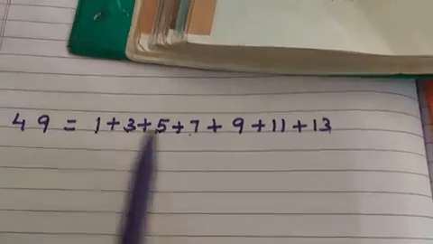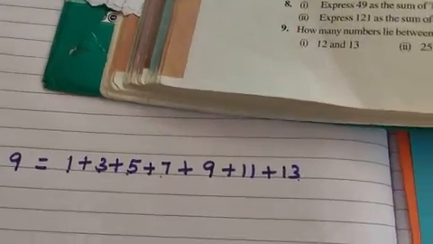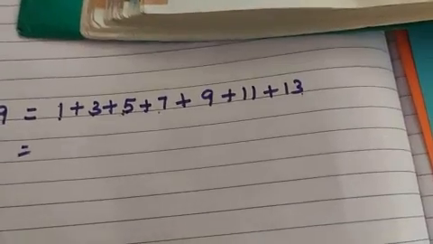So now we have expressed 49 as the sum of 7 odd numbers. The same way you can express 121 also. 121 means it is the square of 11.